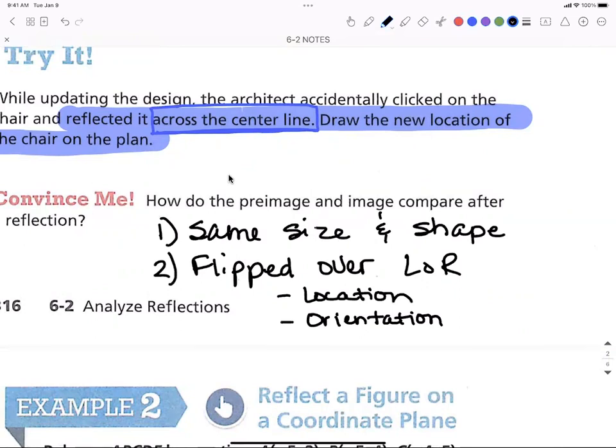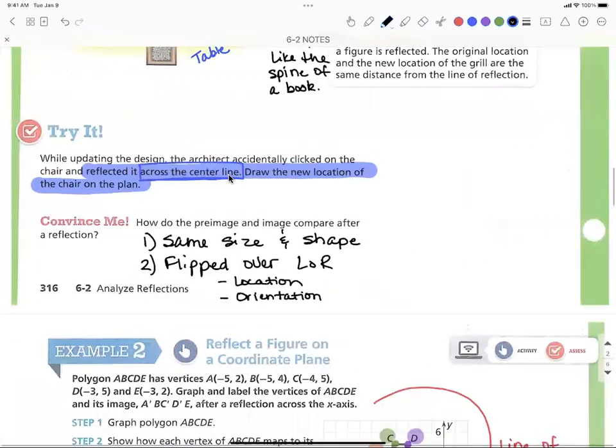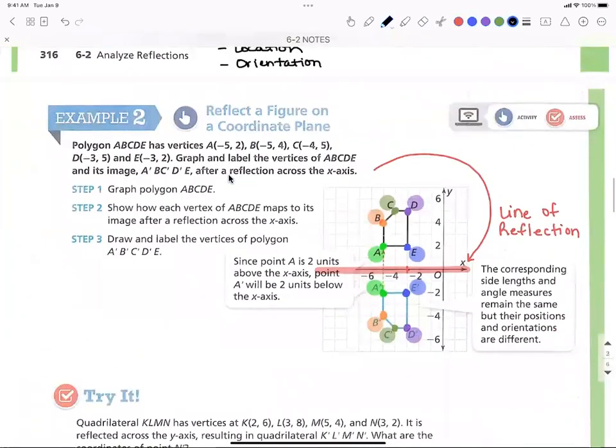Okay, think of a turtle, right? You disorient a turtle, what do you do? You flip them over on their shell. So when you have a reflection, it flips or reflects over the line of reflection. And not only does it change location, but it flips itself over on its backside, if you're still thinking of the turtle. Okay, sound good? All right. So let's look at example number 2.